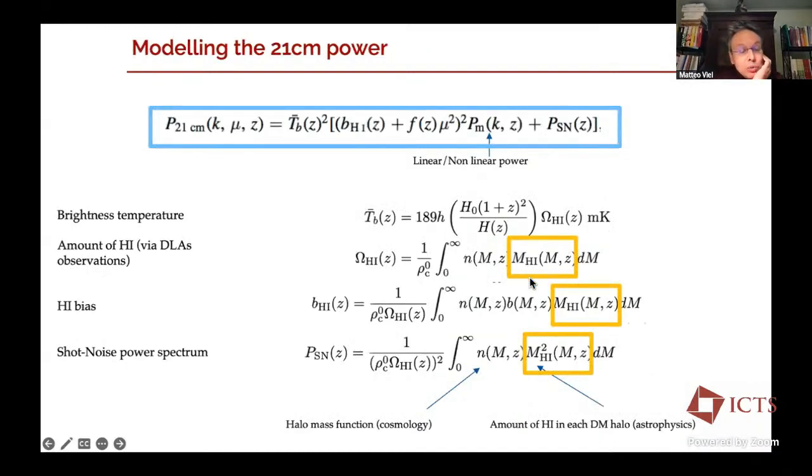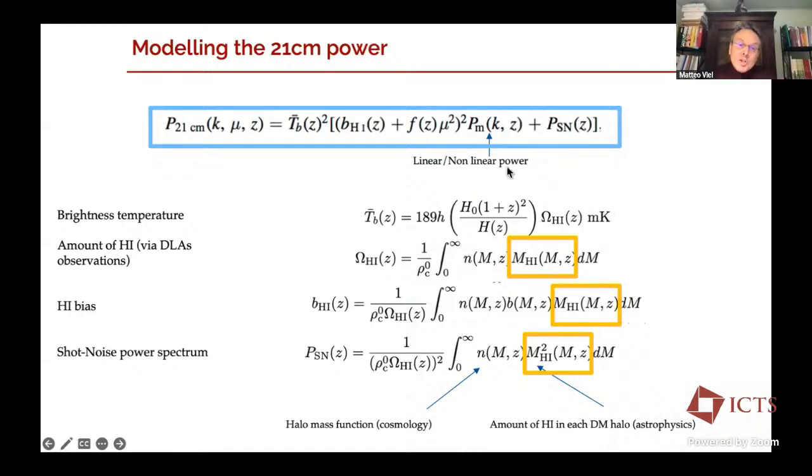So the modeling of the 21 centimeter power spectrum is relatively straightforward, in the sense that we are using this model here, which shows the 21 centimeter power as a function of wave number. Mu is the usual parameter used to describe redshift space distortion. Here's the brightness temperature. This is the bias of the HI. This is the linear or nonlinear matter power spectrum, depending a bit on the flavor you want to give to your analysis. And this is the shot noise term.